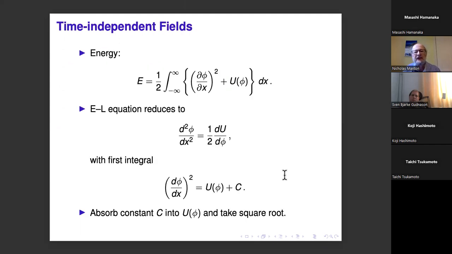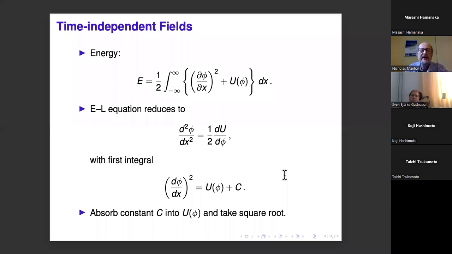Now, the key thing about this equation, which is not true for almost any other kind of more complicated soliton in higher dimensions, but it's true in one dimension, is that you can always integrate this second order ODE. So you multiply by the first derivative, left and right, and then you integrate both sides. And you get the first integral of the equation, which is shown at the bottom here. It's the first derivative of the field squared is equal to the potential plus a constant. So the constant comes from the integration.